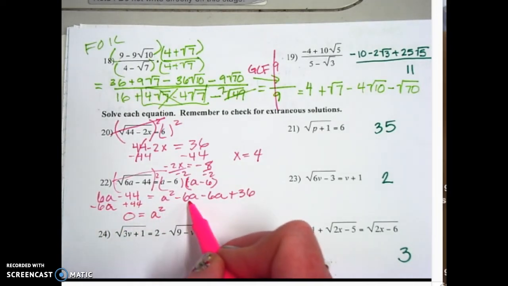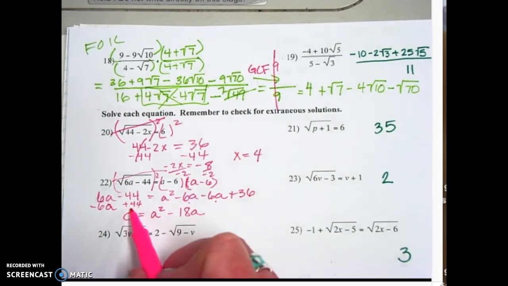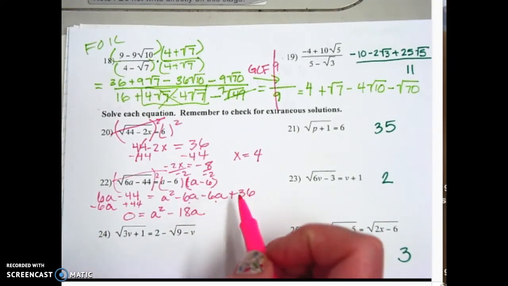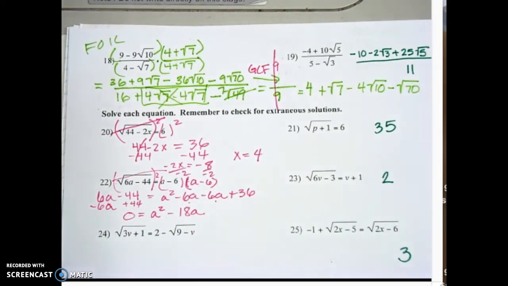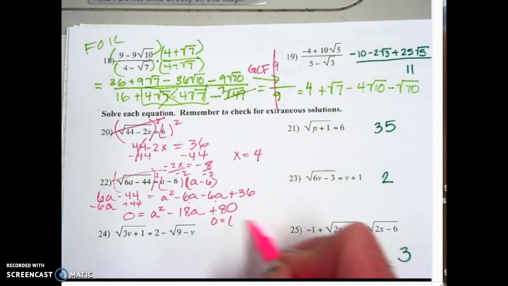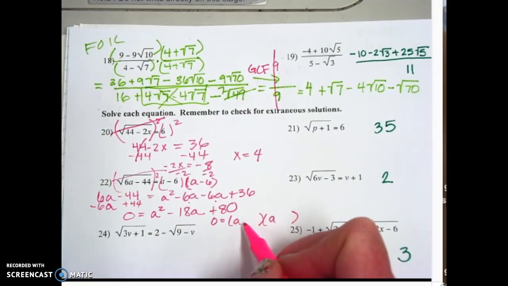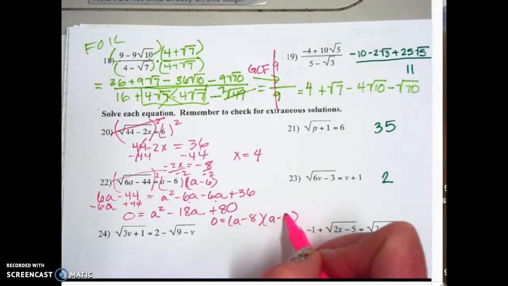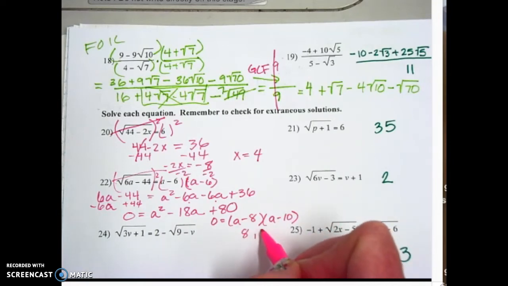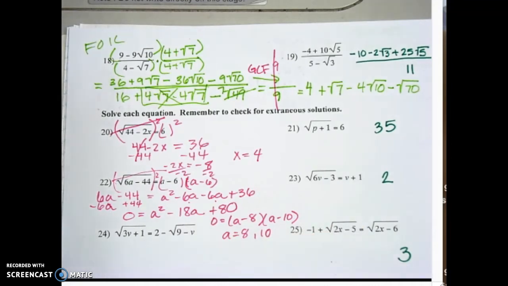And I'll have a squared minus 6a minus 6a minus another 6a, so negative 18a. And then 44 plus 36 is 80. Now I just need to factor that. So what two numbers multiply to get positive 80 and add to get negative 18? That's going to be 10 and 8, right? And they're both negative. So these two answers are 8 and 10, and they both work. So we don't need to exclude one of them.